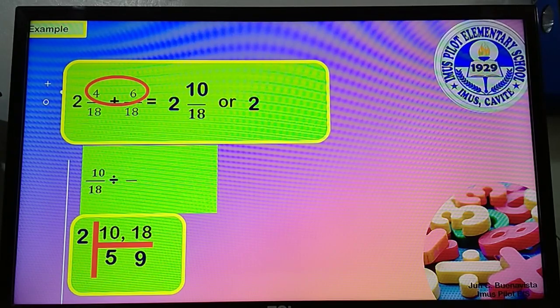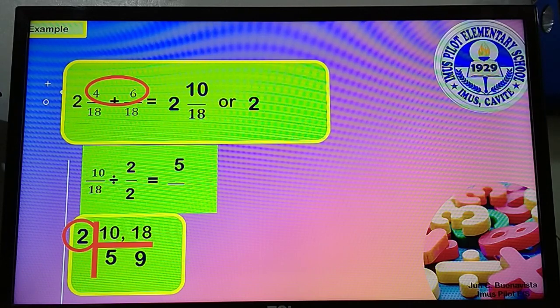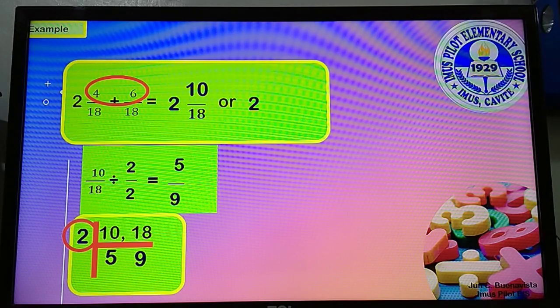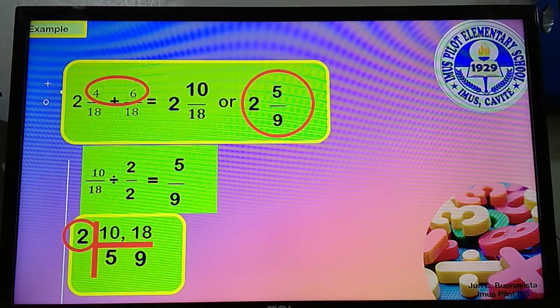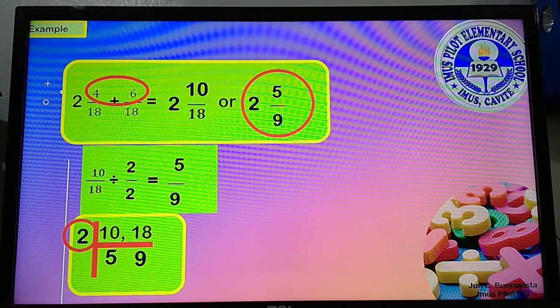So, anong gagawin natin kahit 2? We are going to divide it to 10 and 18. So, divide natin. 10 divided by 2 equals 5. 18 divided by 2 equals 9. So, our answer now is 2 and 5/9. So, yun na po yung ating answer. 2 and 5/9 is already in the lowest term. Take note hindi natin kasama si whole number pag nag-change sa lowest term. Wala siyang kinalaman. Only the fraction.